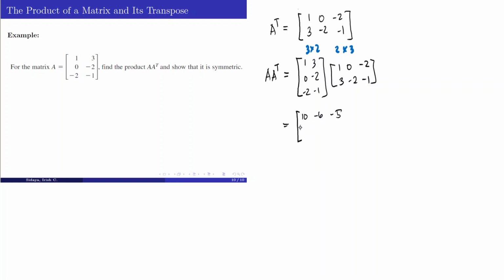We have 0 and negative 6. We have 4, 0. We have here positive 2. And then the last row to each column, so we have negative 2 and negative 3, so negative 5. And then negative 2, we have positive 2. And then we have positive 4 plus 1, so that is 5.